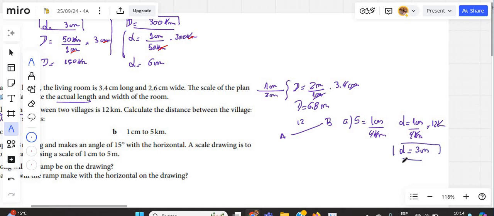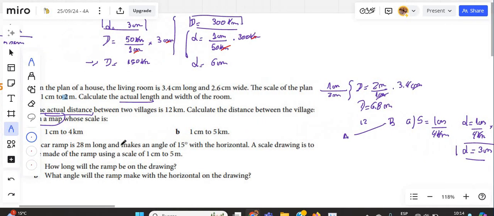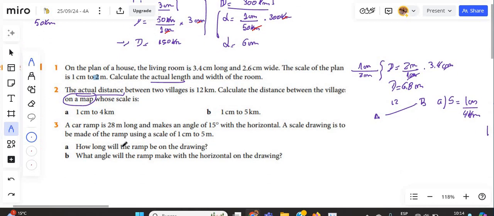Okay? Again, if you change the scale, the distance on the map will be different. Okay? Number 3, the car ramp is 28 meters long and makes an angle of 50 degrees. So you have a distance that is 28 meters with an angle of 15 degrees. And it says how long will the ramp be on the drawing?